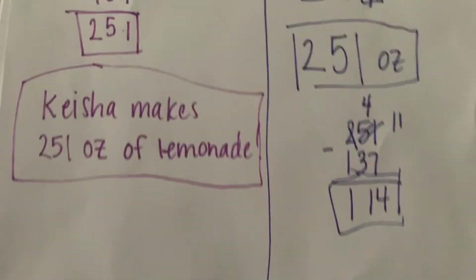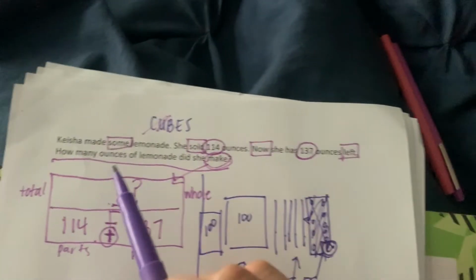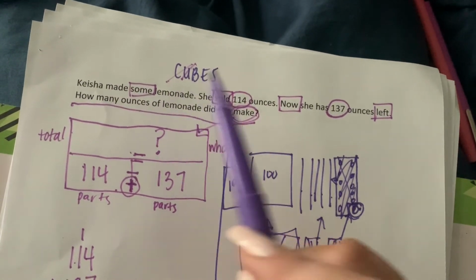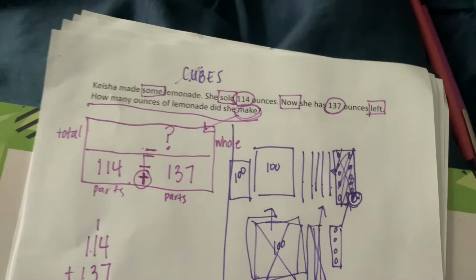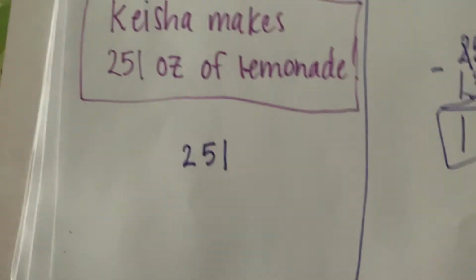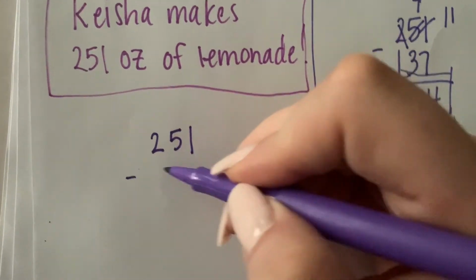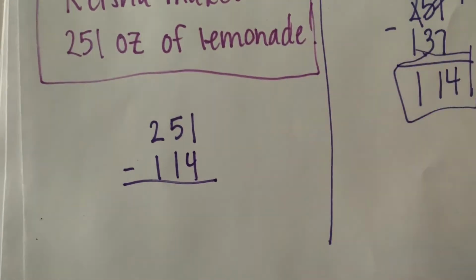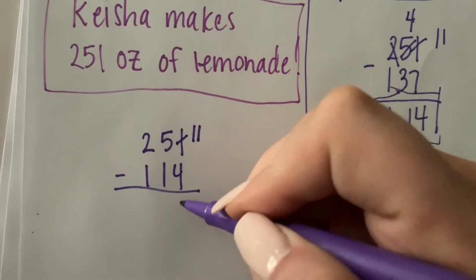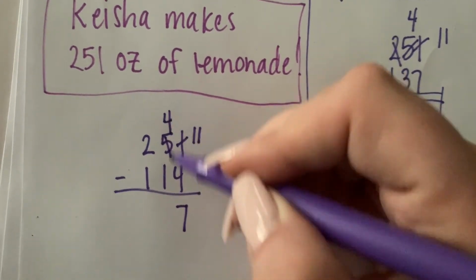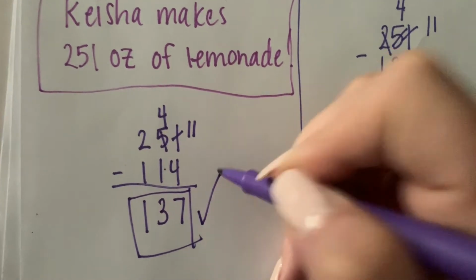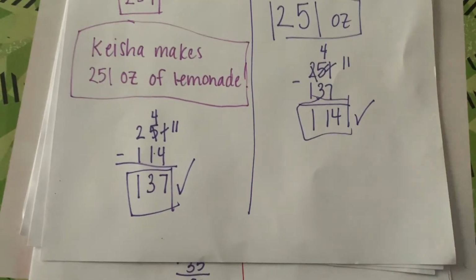Now, if we were doing it the way the problem is set up, which is she made some lemonade. She sold 114 ounces, and she now has 137. I'm going to set this up as if I know how much she had now. She sold 114. So if I'm correct, I should get 137. So 11 minus 4 is 7. 4 minus 1 is 3. 2 minus 1 is 1. 137. Either way, it matches up.